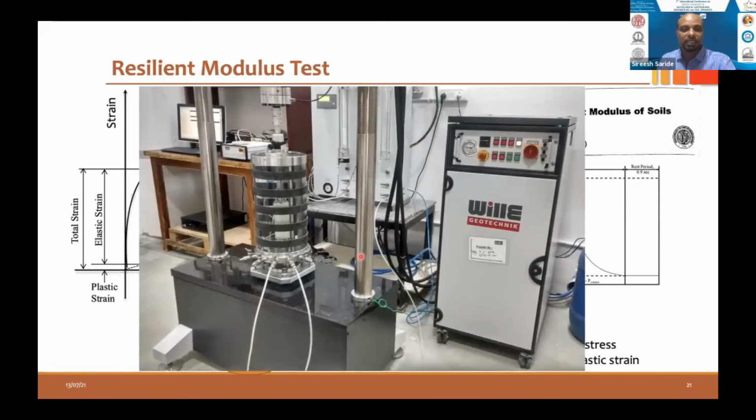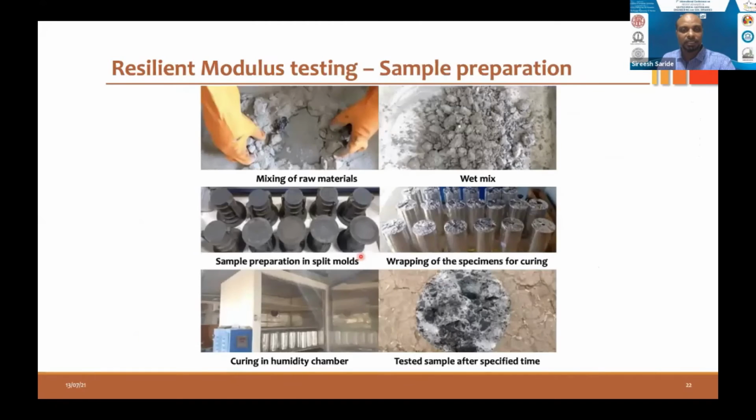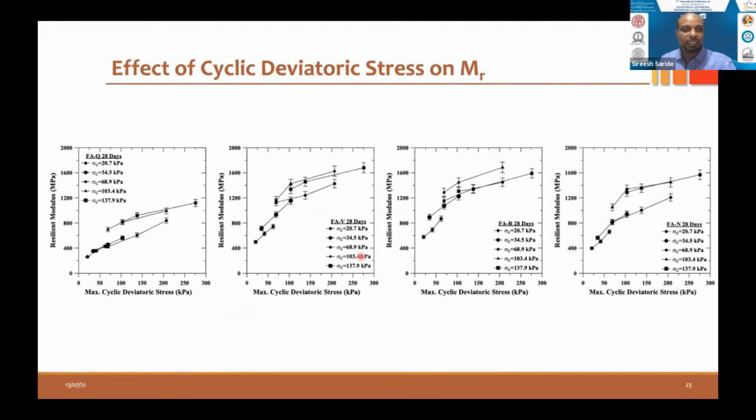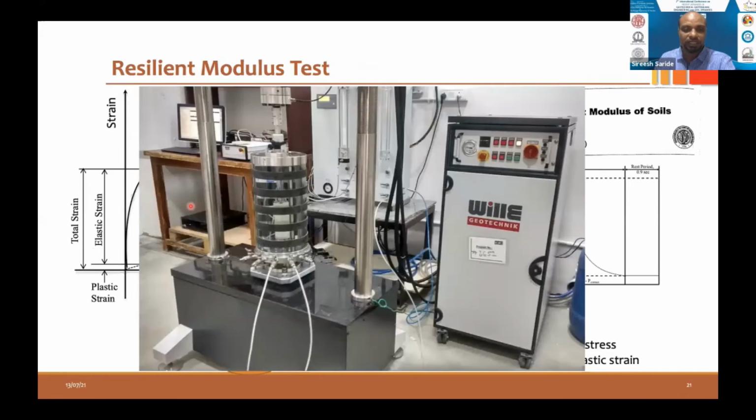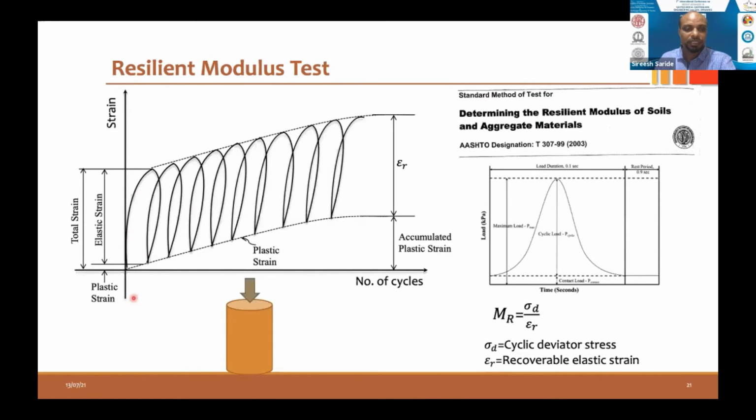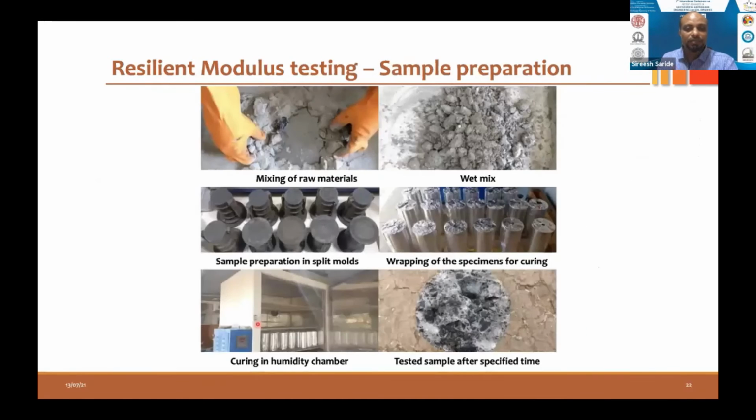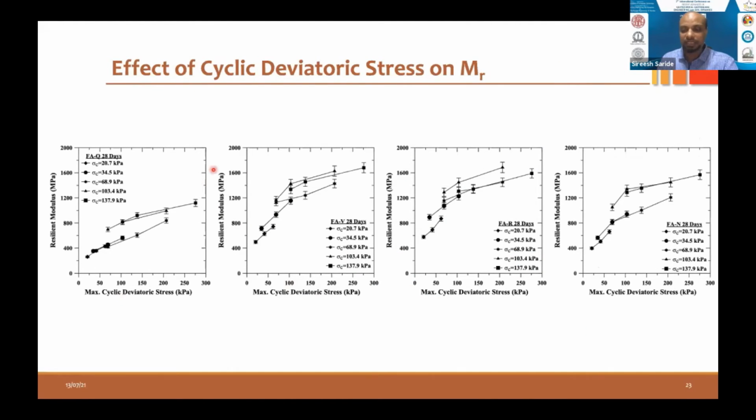So a sophisticated cyclic triaxial or repeated load triaxial apparatus can be used here. This is at IIT Hyderabad to conduct resilient modulus testing, and this is a sample preparation for that. And now you can see the effect of cyclic deviatoric stress on resilient modulus for different combinations of confining pressures for different fly ashes, which are stabilized for 28 days. And you can see that with increase in confining pressure and deviatoric stress, the resilient modulus increases, because the recoverable strain, total strain that we have seen in the previous figure, can be reduced with increase in the confining stress and deviatoric stress. So that's why the elastic strain also will come down. That's why the resilient modulus is increasing, because the denominator is reducing.